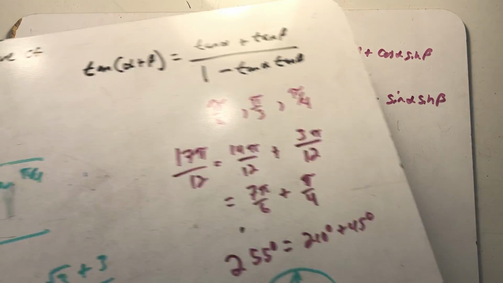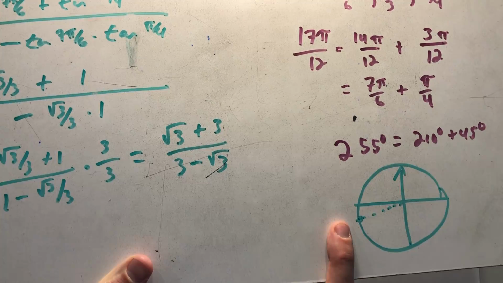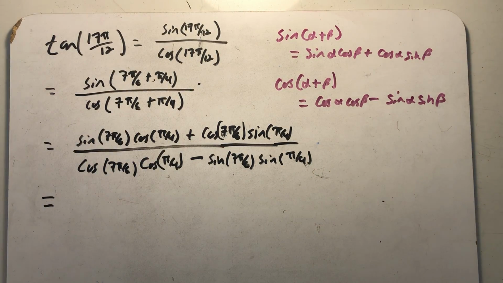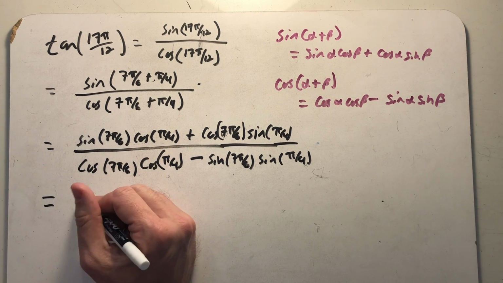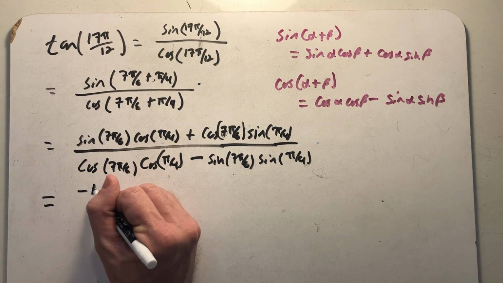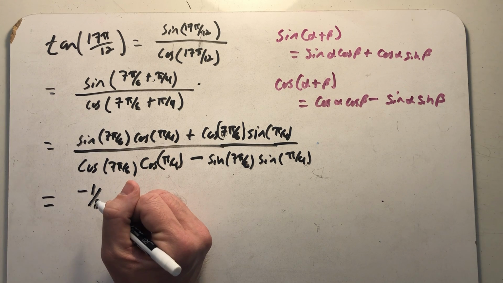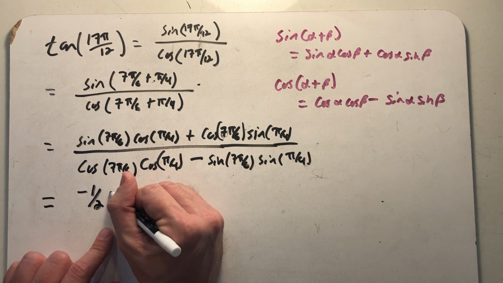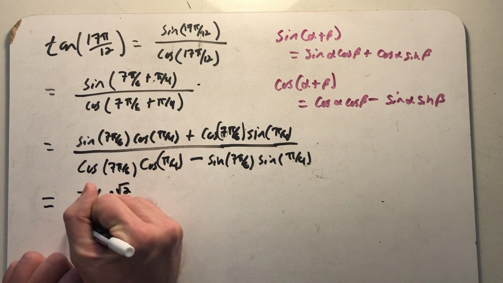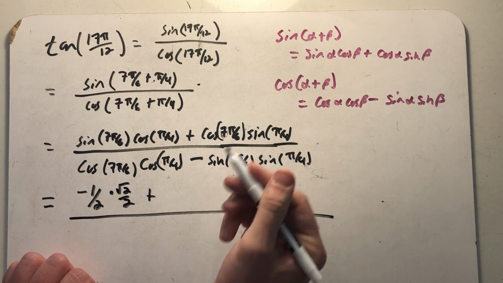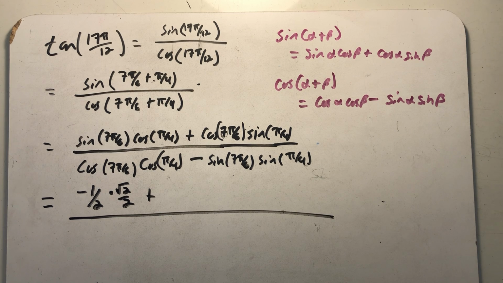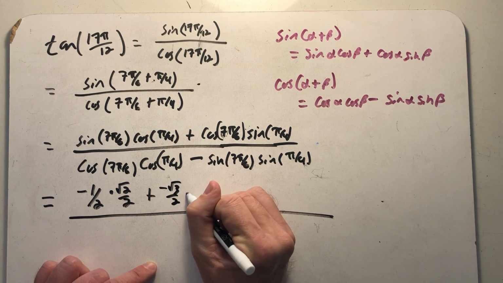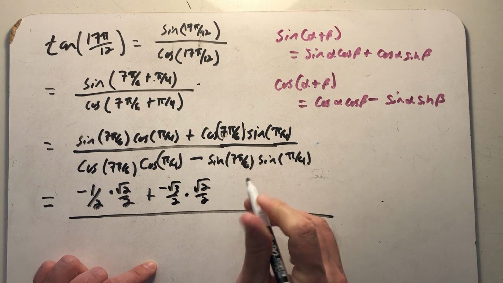Well, we've already identified 7 pi over 6 as being down in the third quadrant where cosine and sine are both negative. The sine of 7 pi over 6 would be minus 1/2. The cosine of pi fourths is root 2 over 2. I'm working on the top here. Plus the cosine of 7 pi over 6 is minus root 3 over 2. And the sine of pi fourths positive root 2 over 2.